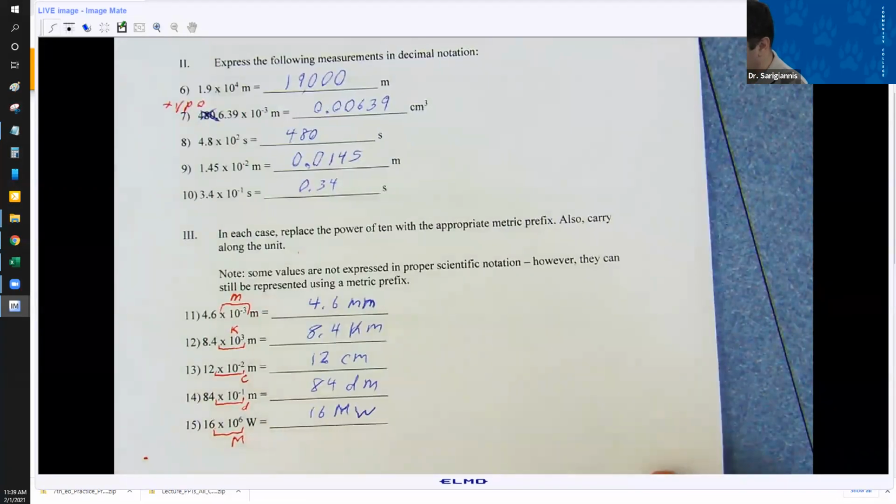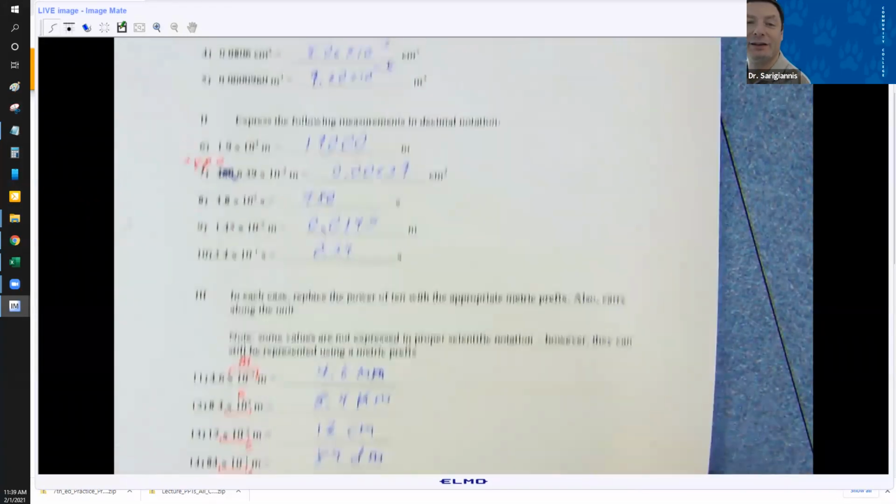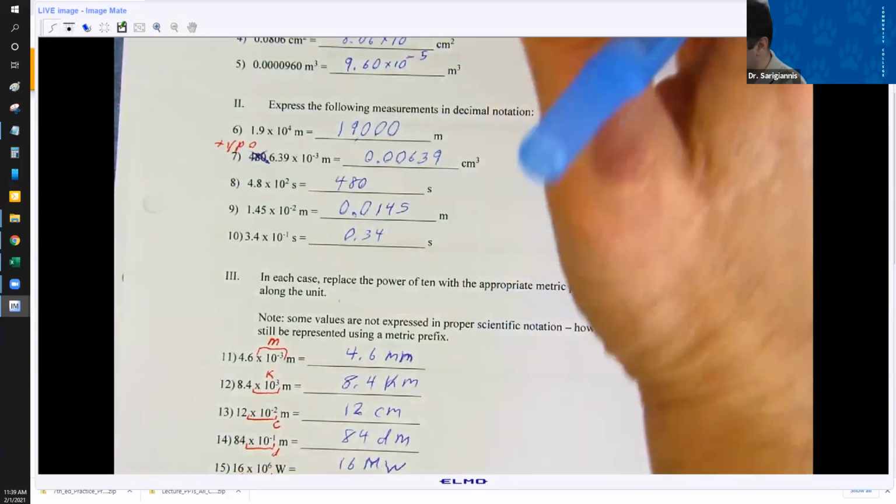Any questions about any of these? Well, I guess any of the above either. Anything on this page?